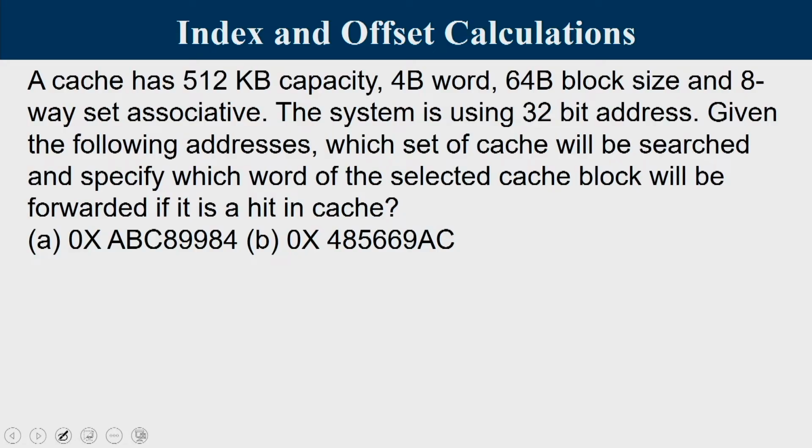Let us now move on to the second question. It is basically on index and offset calculation. A cache has 512 KB capacity, 4 byte word, 64 byte block, and it is 8-way associative. The system is using a 32-bit address. Given the following addresses, which set of the cache will be searched, and specify which word of the selected cache block will be forwarded if it is a hit in the cache.